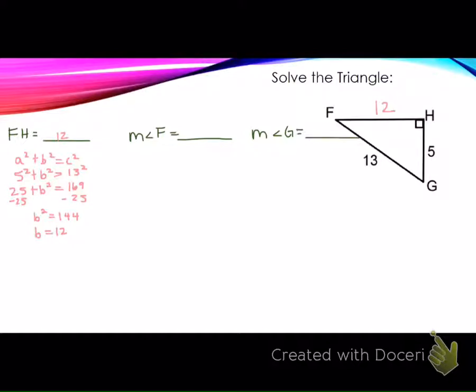Ben, how can I find one of the angle measures? I don't care which one you want me to find. Just choose one and tell me how I'm going to find it. How are you going to find angle F? Okay, so we're going to use SOHCAHTOA. So what's my opposite of F? What's my hypotenuse?